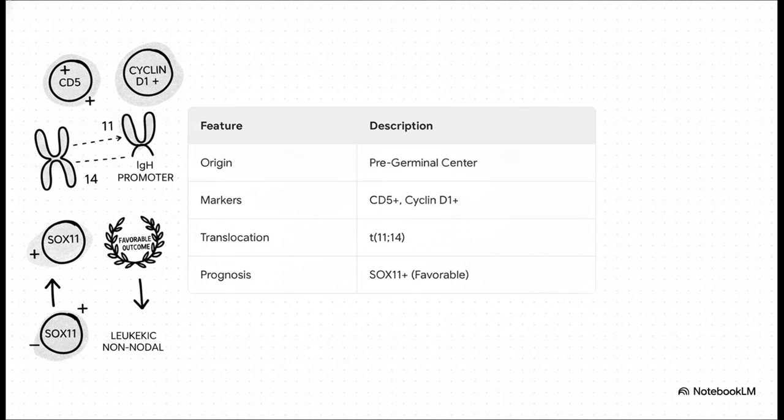Interestingly, a key prognostic factor is a protein called SOX11. You'd think it would be bad, but in the typical nodal form of MCL, having SOX11 is actually linked to a better response to treatment. The less common leukemic version of MCL, on the other hand, is usually SOX11 negative.